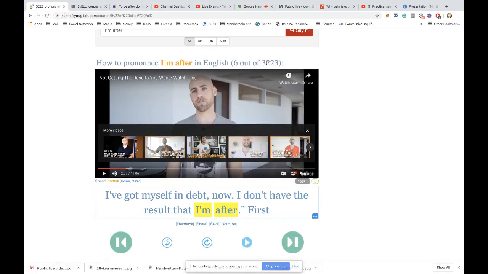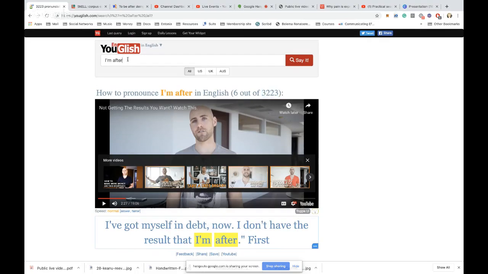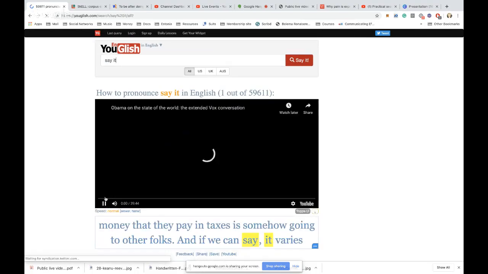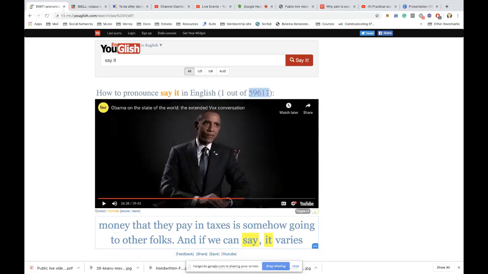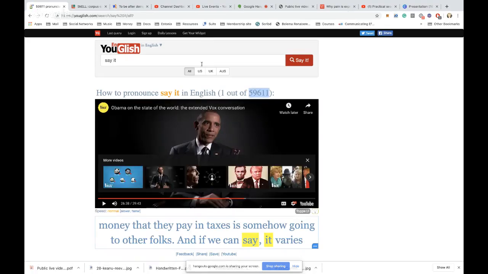There are 3,223 examples of native speakers saying exactly this, and it's exactly in the context that I need. So if I see 3,223 examples, it means my idea is correct. Sometimes you will Google something and you see 59,611. A lot more examples, but if 3,000 is also enough, you can trust that source.